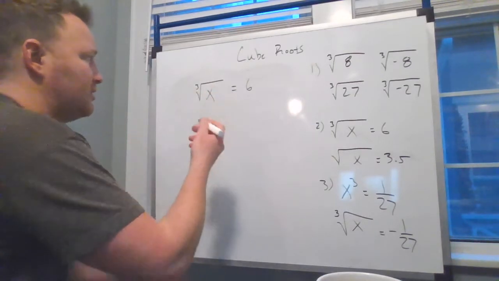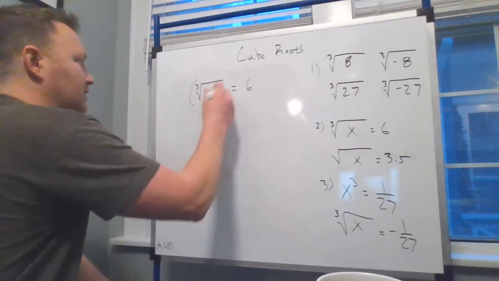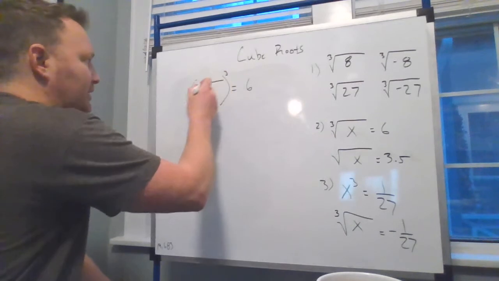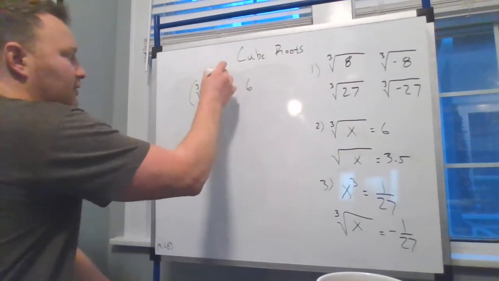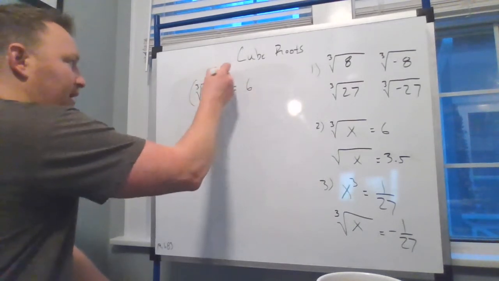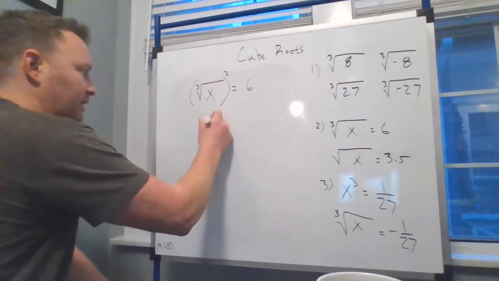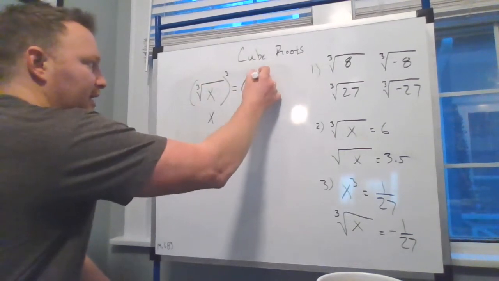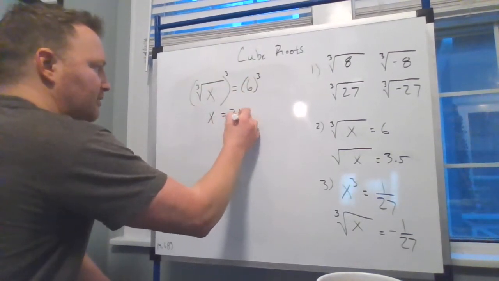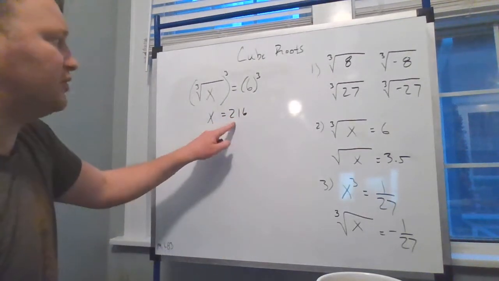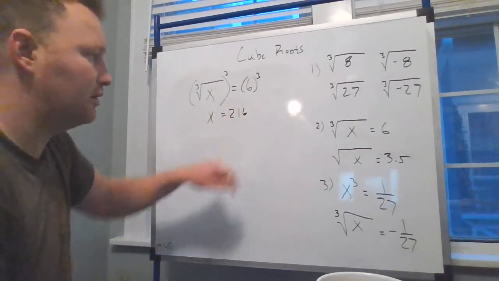Another way you can think about this, just to solve this, is you can take this to the third power, because that gets rid of the third. Raising a cube root to a third power cancels this cube root off, so you're left with x. What I do to one side, I do to the other, and x equals 216. So the cube root of 216 equals 6.